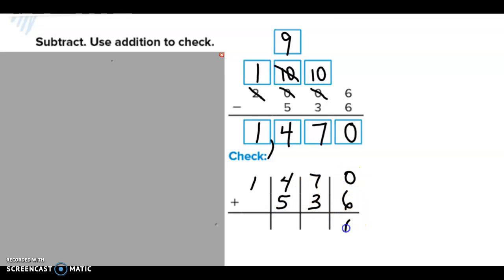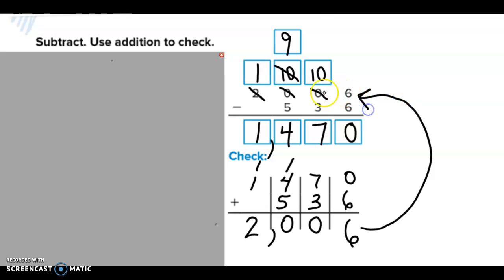0 plus 6 is 6. 7 plus 3 is 10, so we need to regroup the 1. 1 plus 4 is 5, plus 5 is a double, that's 10. Regroup the 1. 1 plus 1 is 2. 2006, let's see, is that what we started with up here? Yes, it is. Even though I have it crossed off, you can see underneath my crossing off, it was 2006. So that tells us that our answer right here is correct.